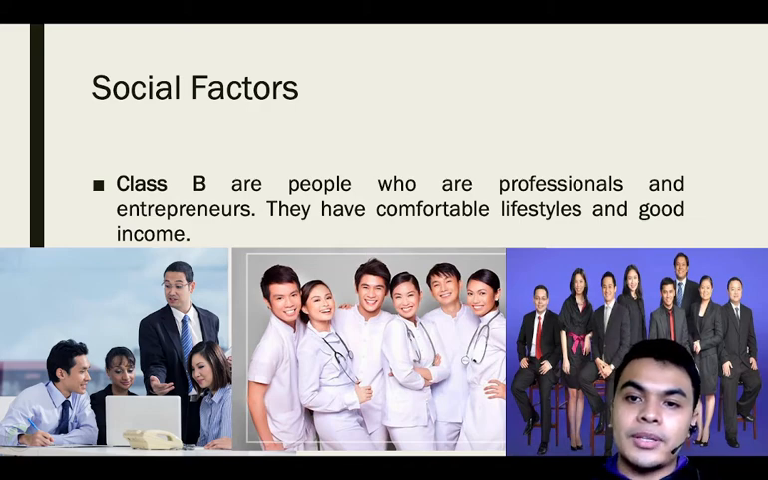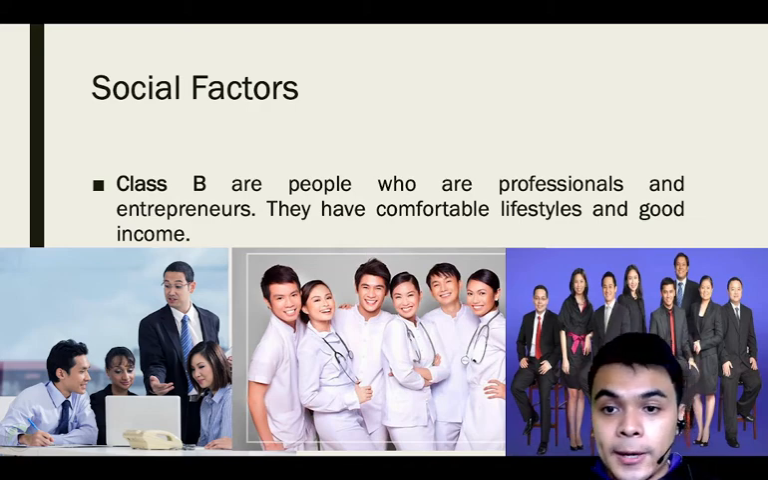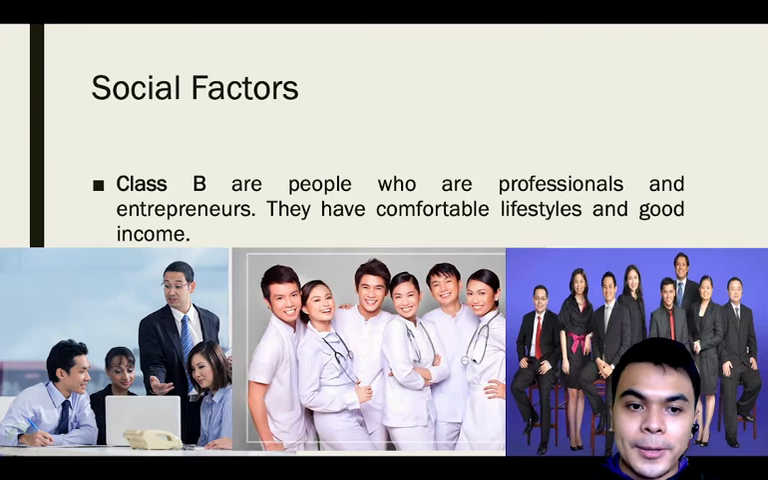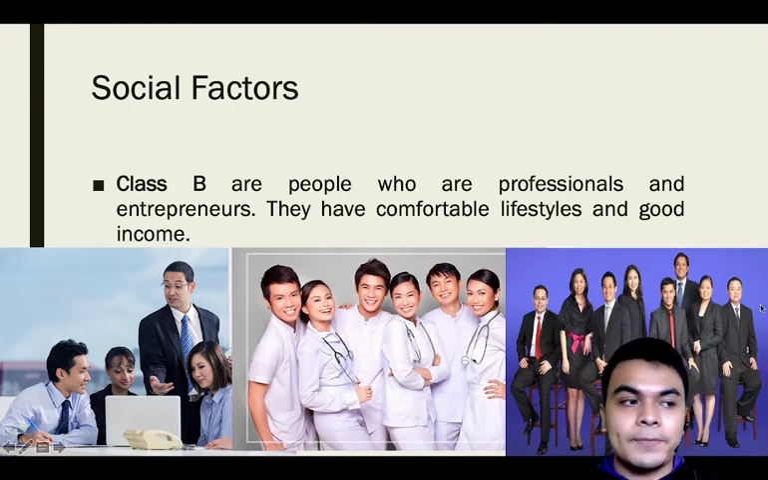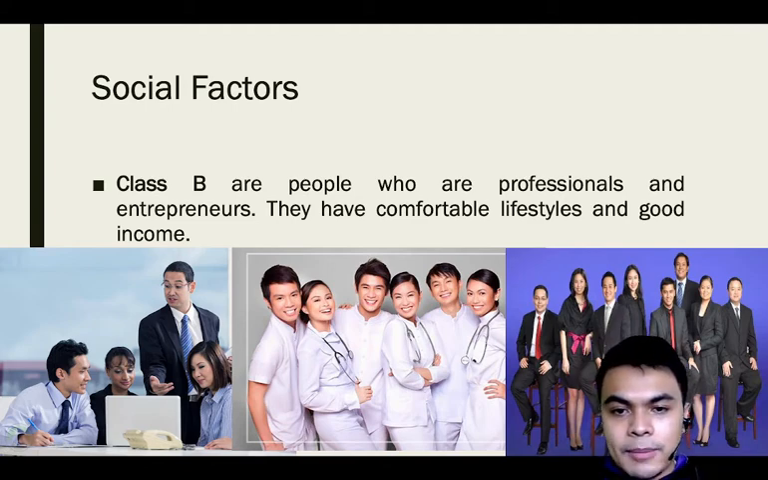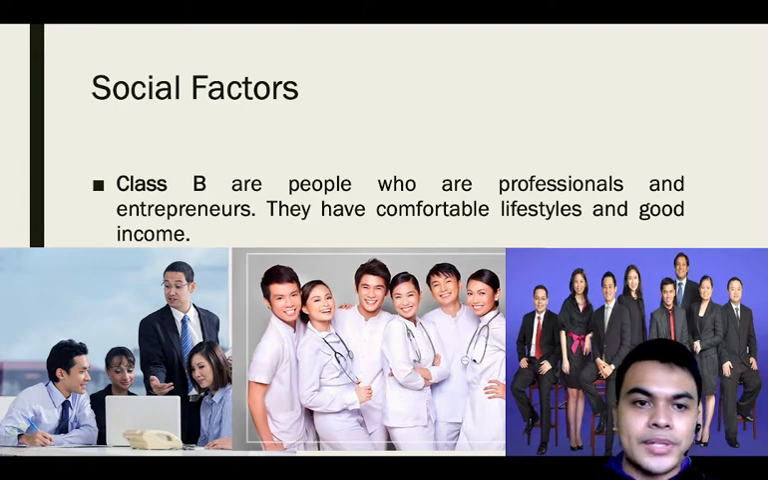Class B naman are people who are professionals and entrepreneurs. They have comfortable lifestyles and good income. Not as high dun sa Class A, pero they have the budget then. So, we have professionals. Ayan. And we have the entrepreneurs. When we say professionals, we have the doctors, lawyers, professors, etc. Okay? Class B. Ang kanilang income is still above average, pero hindi sing taas nung Class A.